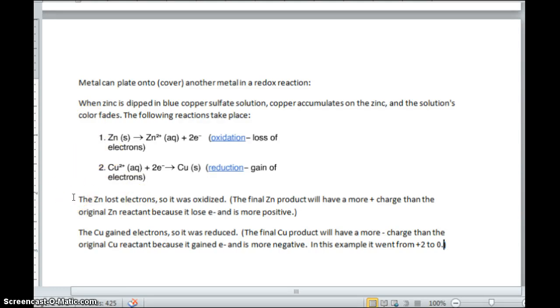The zinc lost electrons, so it was oxidized. The final zinc product, right here, will have a more positive charge, +2, than the original zinc, which has a charge of 0, because it lost electrons and is more positive. The copper, on the other hand, gained electrons, right? We added electrons, so it gained electrons, so it was reduced. The final copper product will have a more negative charge than the original copper reactant because it gained electrons. In this example, it went from +2 to 0 because +2 plus a -2 equals 0.